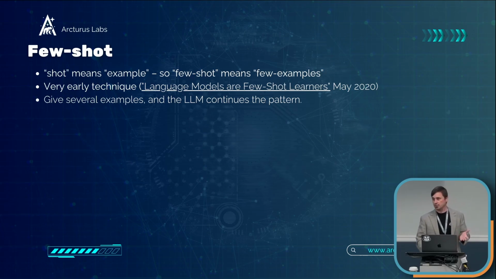The first thing we'll dig into is called few-shot learning. Now, shot means example. So a few-shot is just a few examples. This technique was one of the earliest techniques introduced in the paper Language Models Are Few-Shot Learners. And I think we'll try to get these slides up to you guys. Every time you see something that's underlined, that's a cool clickable link. I've got that throughout the talk.